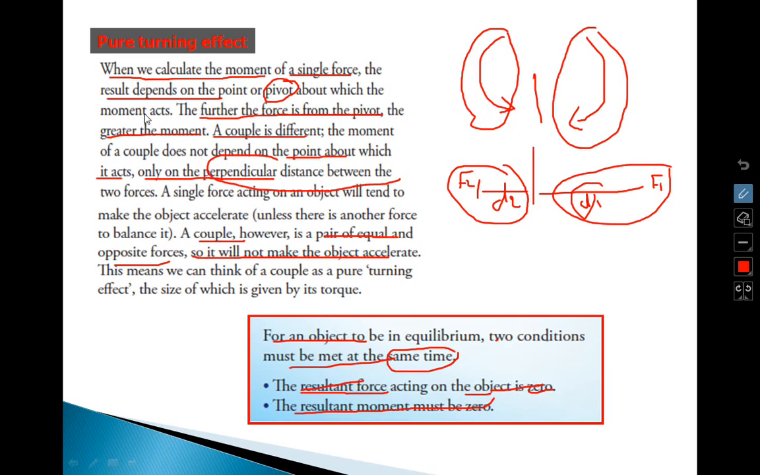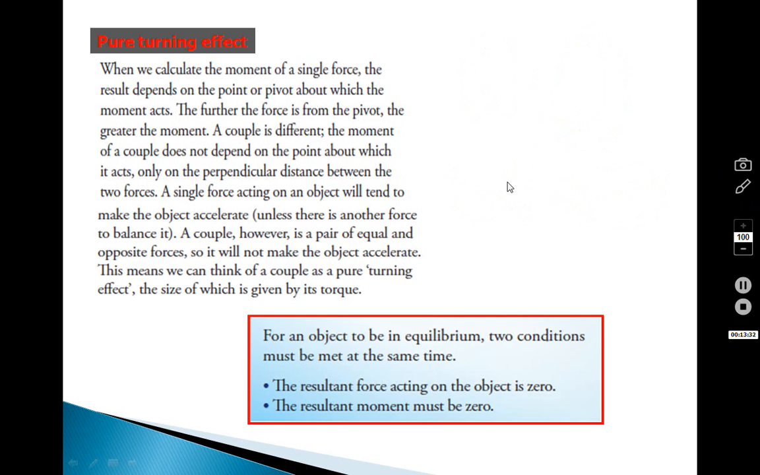So the moment, or the pure turning effect, is different from a single force and a couple of forces. Okay.